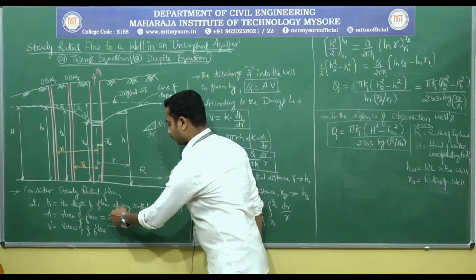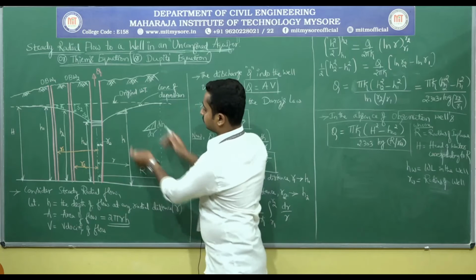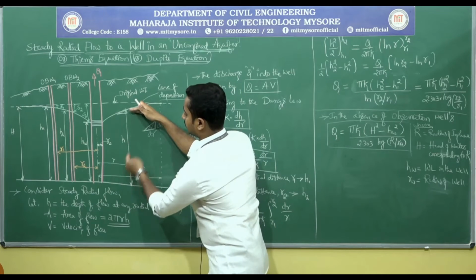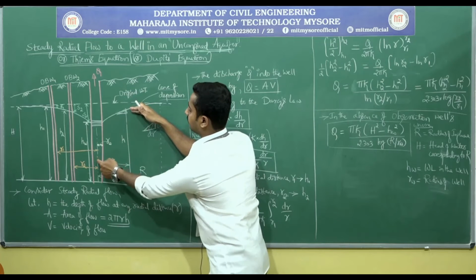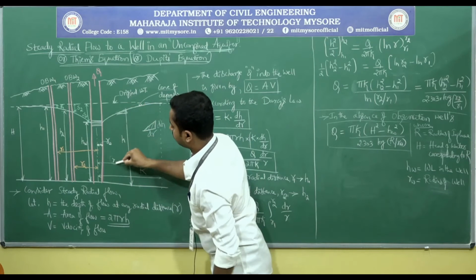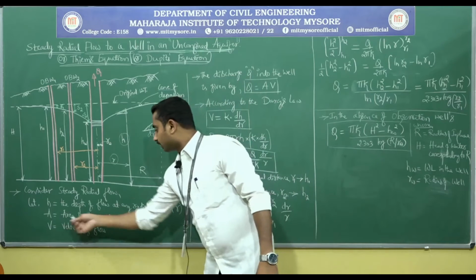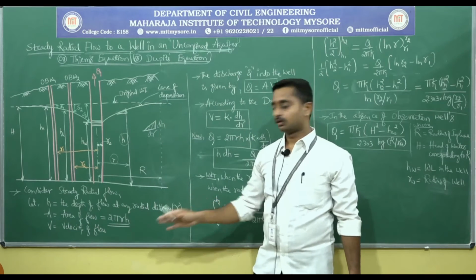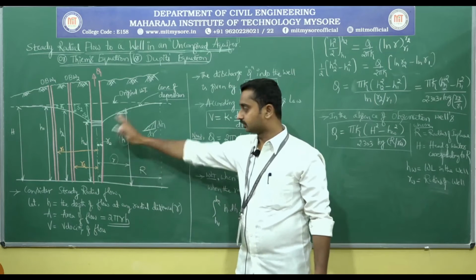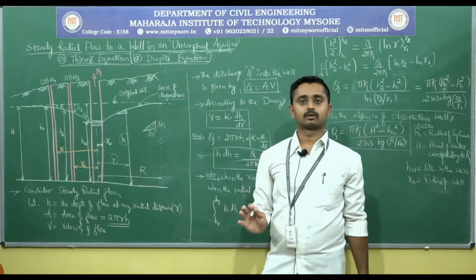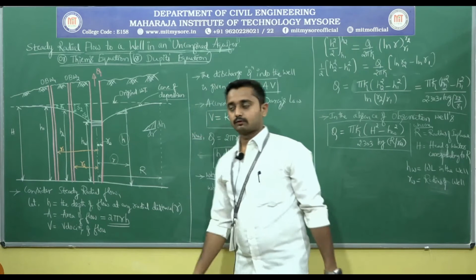This is H, the depth of flow at any radial distance R. A means the area of the flow, 2 pi R H for this pumping well. V is the velocity of the flow.